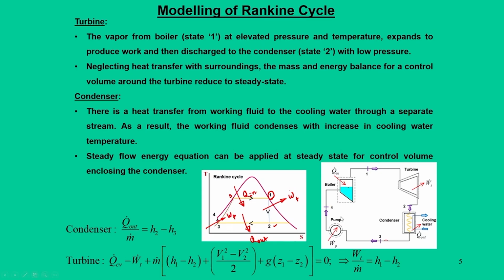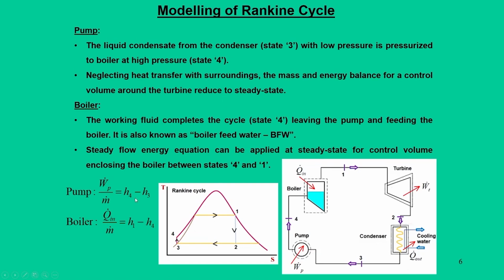So, if you want to make steady state energy balance equations component wise, then we can write down these expressions. For the condenser, Q dot out by m dot is H2 minus H3, that is done per unit mass basis. Now, for the turbine, W dot T by m dot is equal to H1 minus H2. Then for the pump, we can write W dot P by m dot is equal to H4 minus H3, and for the boiler, Q dot in by m dot is H1 minus H4.